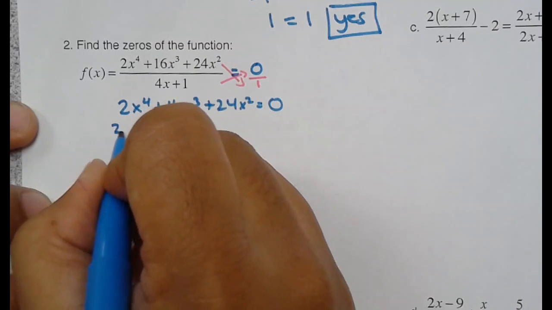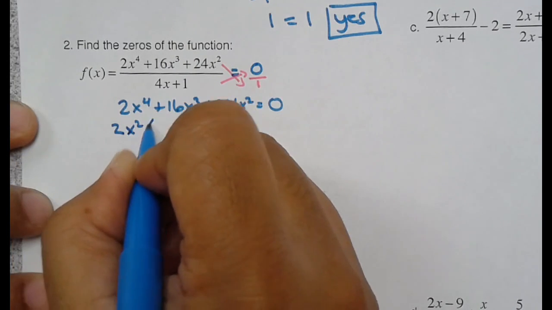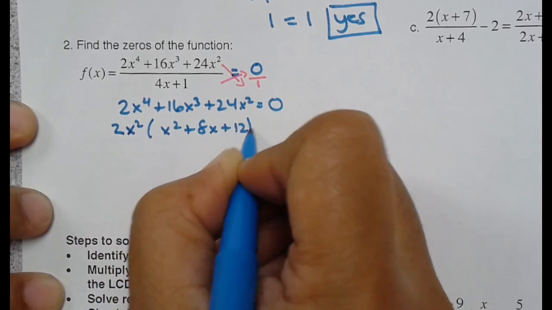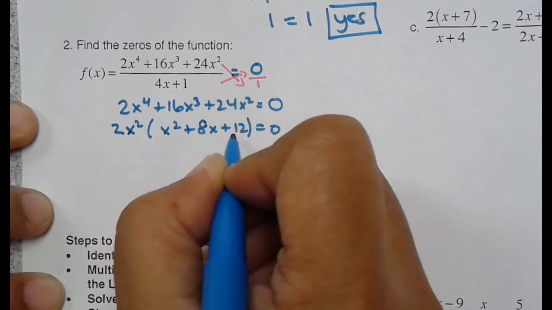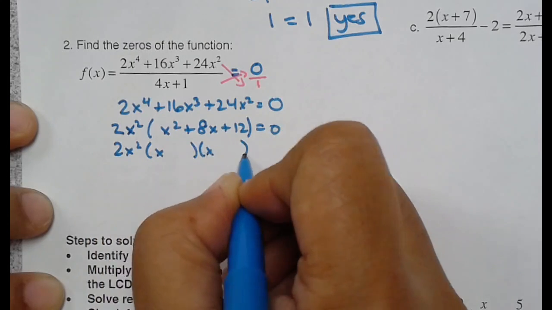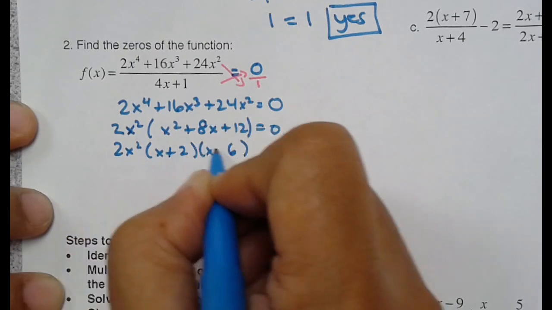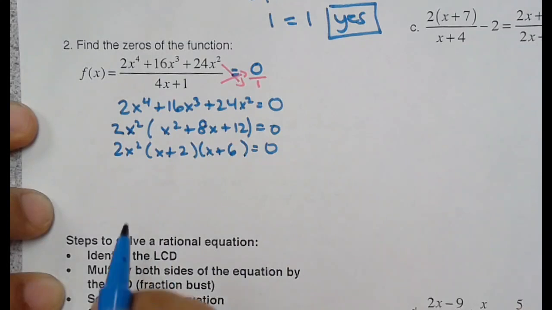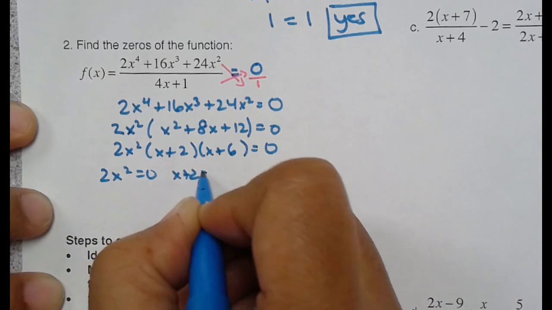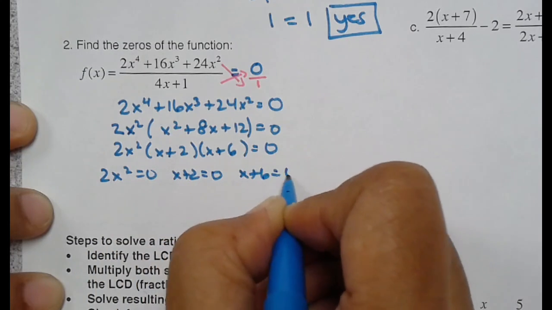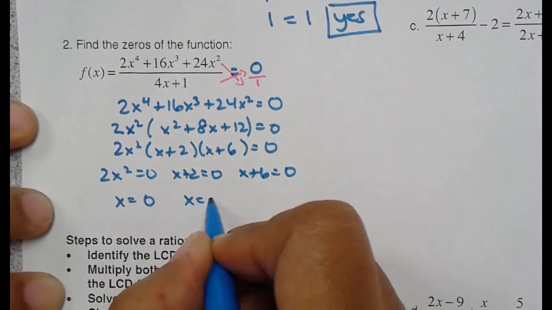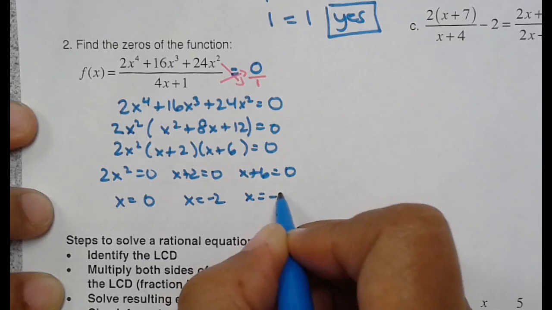We can factor out a 2x squared out of all of this. That leaves you with x squared plus 8x plus 12. All right, let's go ahead and factor that a little bit more. Two things that multiply to get 12 is basically 2 and 6, and they're both going to be positive. All right, let's split these up and make it equal to 0. So 2x squared equals 0, x plus 2 equals 0, and x plus 6 equals 0. Here, x is going to be 0, x equals, subtract the 2, and here, subtract the 6.